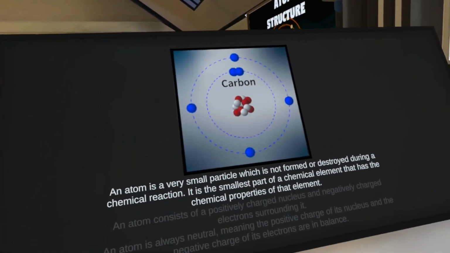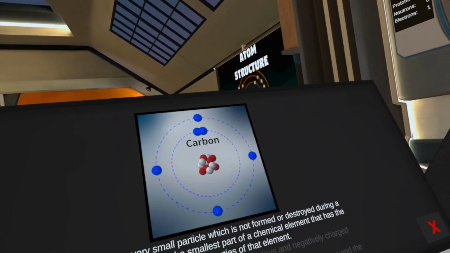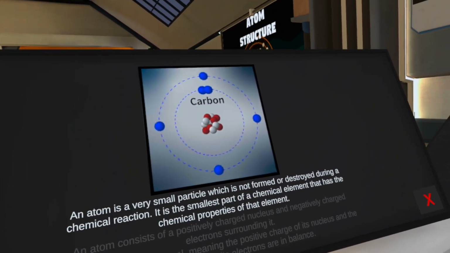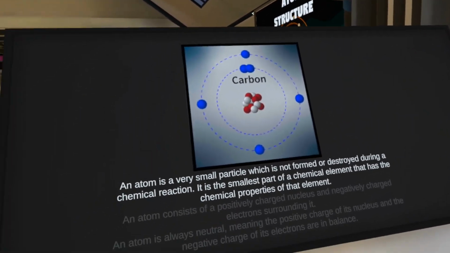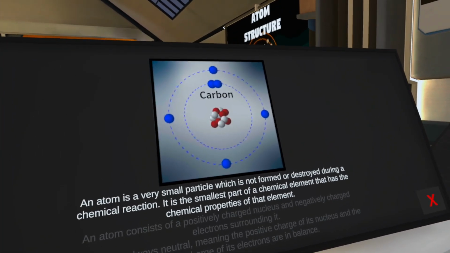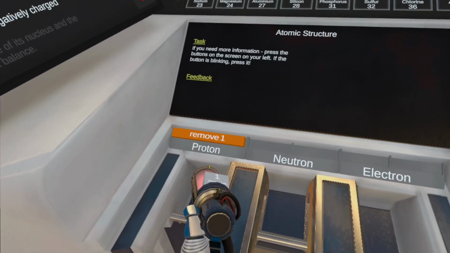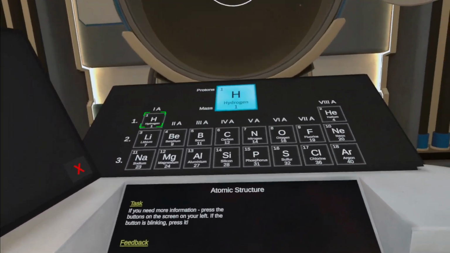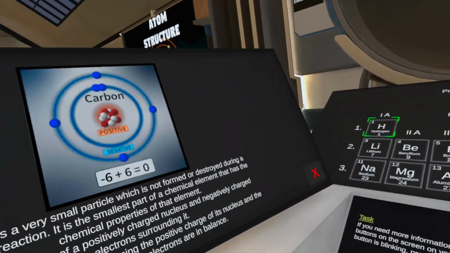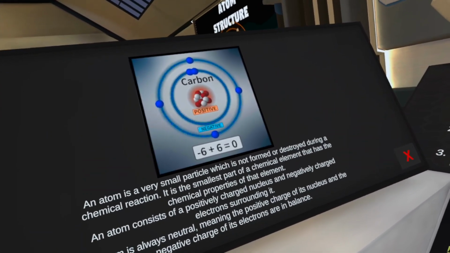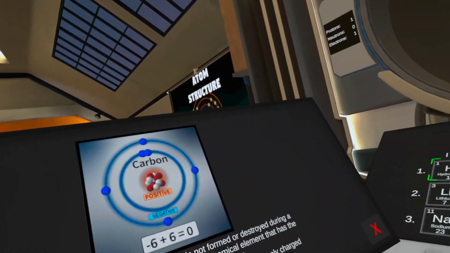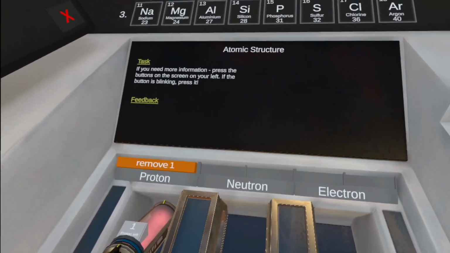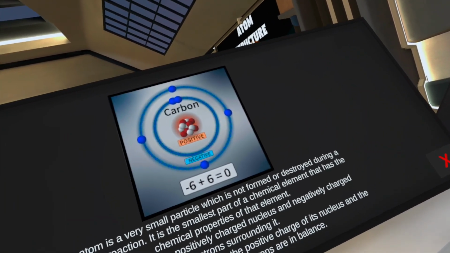An atom is a very small particle which is not formed or destroyed during a chemical reaction. It is the smallest part of a chemical element that has the chemical properties of that element. An atom consists of a positively charged nucleus and negatively charged electrons surrounding it. An atom is always neutral, meaning the positive charge of its nucleus and the negative charge of its electrons are in balance.